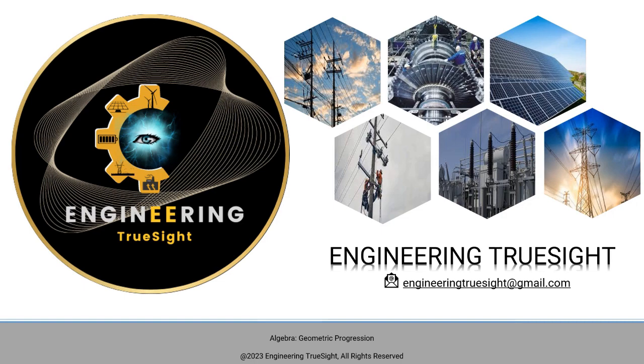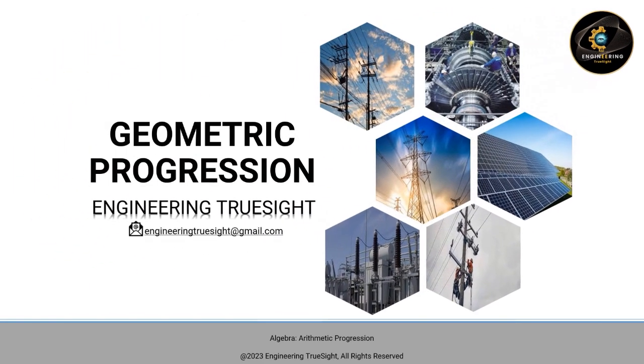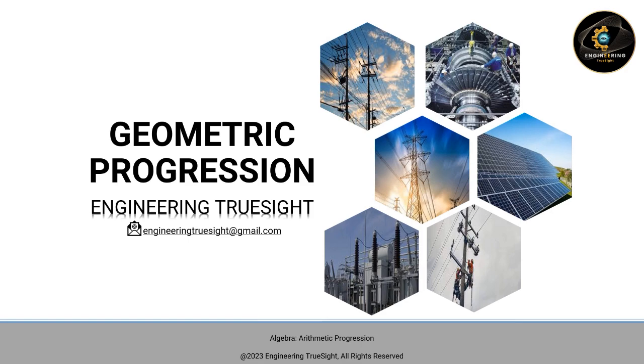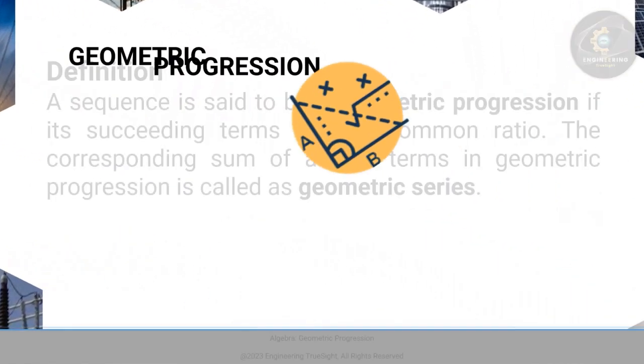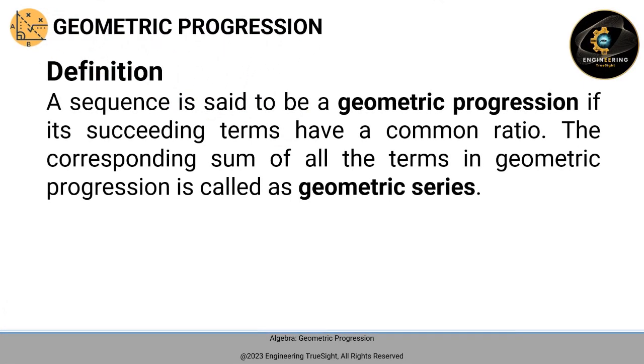We are here to discuss geometric progression under the topic of algebra. Geometric progression, the definition: a sequence is said to be a geometric progression if its succeeding terms have a common ratio. The corresponding sum of all the terms in a geometric progression is called a geometric series.